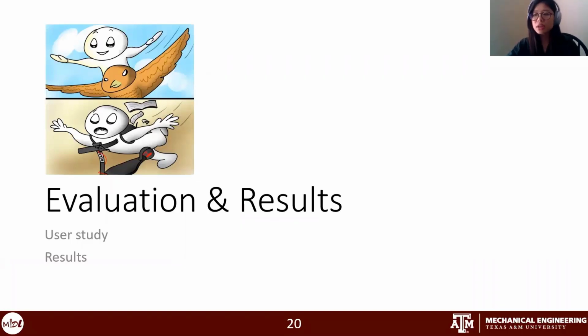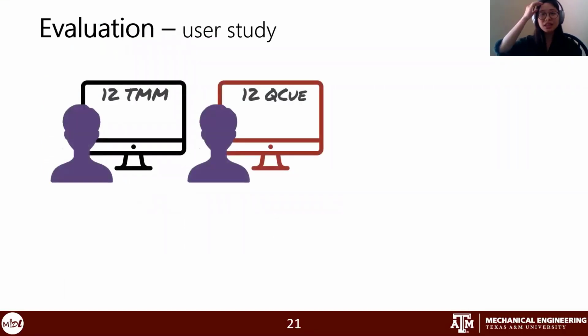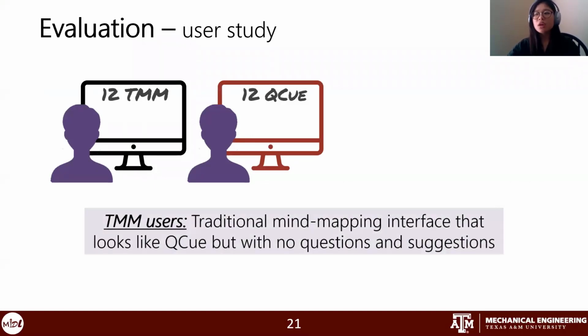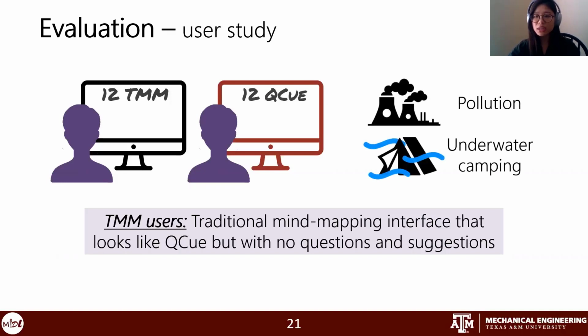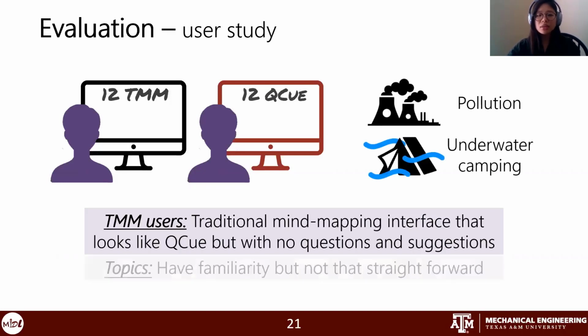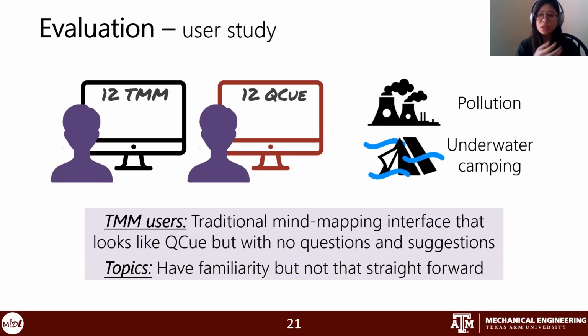After the development of the algorithm, we want to see how QCue performs in terms of map quality and user perception, and how users behave in actual tasks. So we conducted a between-subject user study to compare QCue with a traditional mind mapping scenario. Here for the 12 users who did traditional mind mapping, we created another interface that looks exactly the same as QCue, but without any cognitive support, meaning without any questions or suggestions provided on their interface. Our intention was to minimize any bias that may be caused by the usage of tools. We chose pollution and underwater camping as the central topics. The topics were selected to provide users with familiarity while also leaving room for encouraging new and creative ideas.